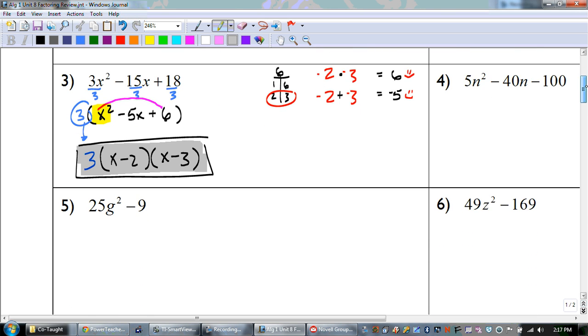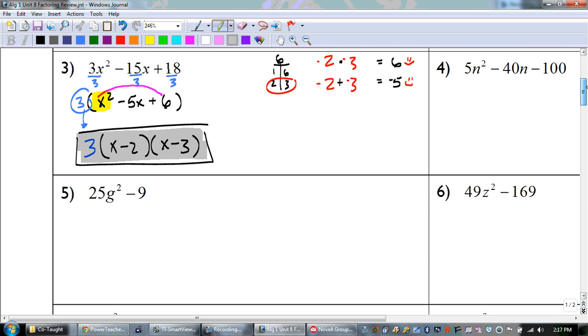Okay, number 5. So there's a binomial. The first thing I have to do is check for GCF. And there's no GCF. So then it's a binomial, it's quadratic, and there's subtraction. So I need to check if I can square root both of those. And I can. So the square root of 25g squared is 5g.